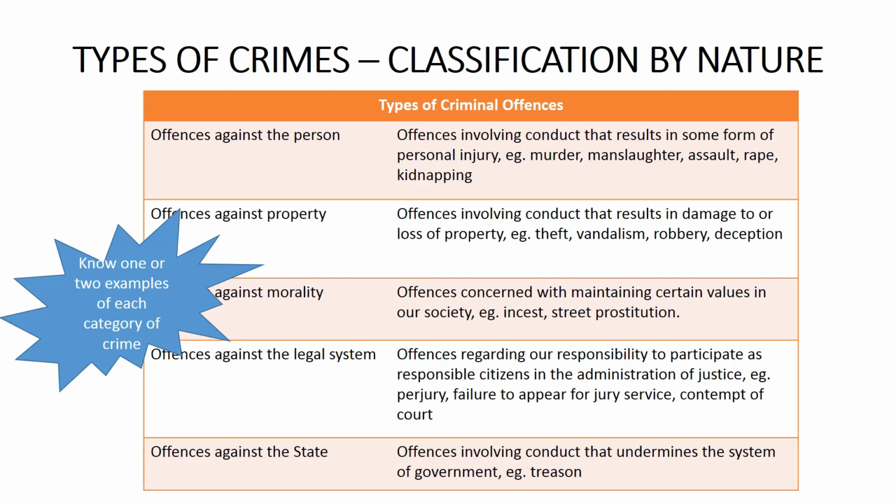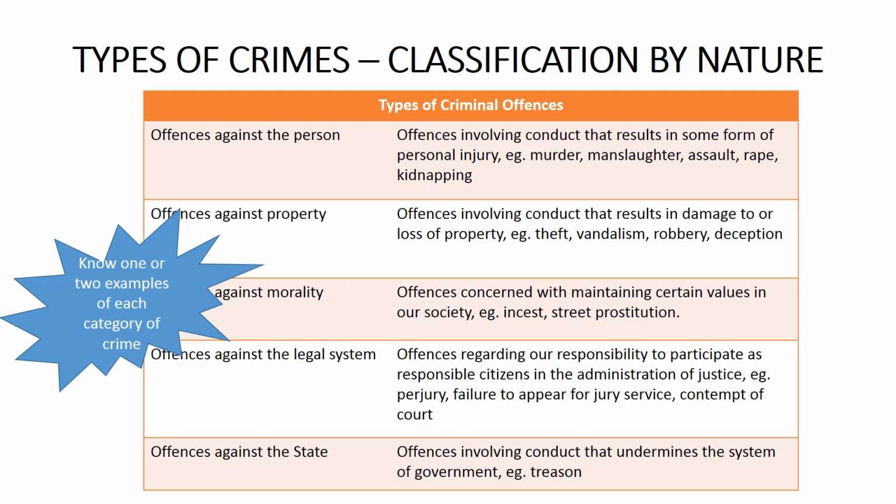We also have offences against the legal system. These are offences that relate to our responsibility to participate as responsible citizens in the administration of justice. I've given you here a few examples of offences against the legal system. The first is perjury. Perjury is where a person comes to court as a witness and they swear that they will tell the truth. However, instead of telling the truth, they lie. That is, they lie under oath. That is called perjury, and it is an offence which is punishable by a fine or by a term of imprisonment.